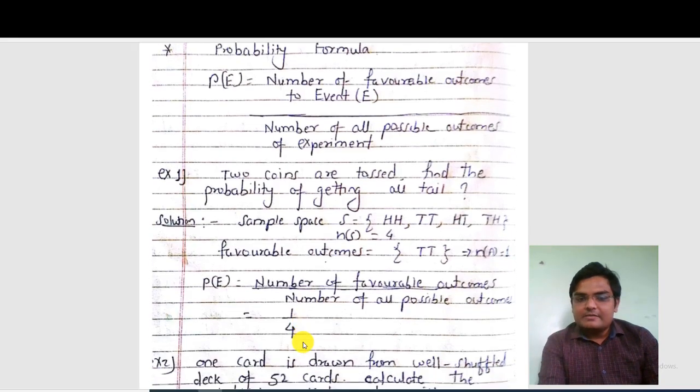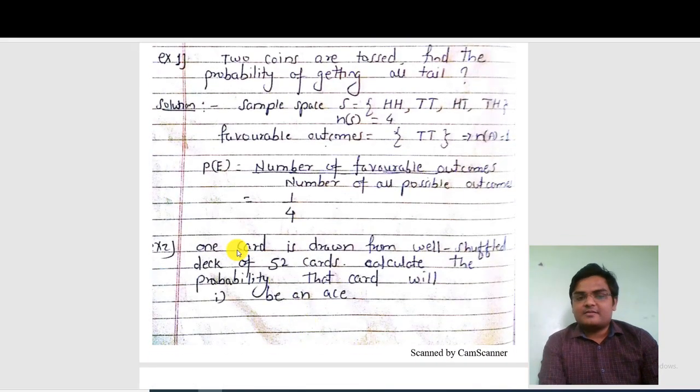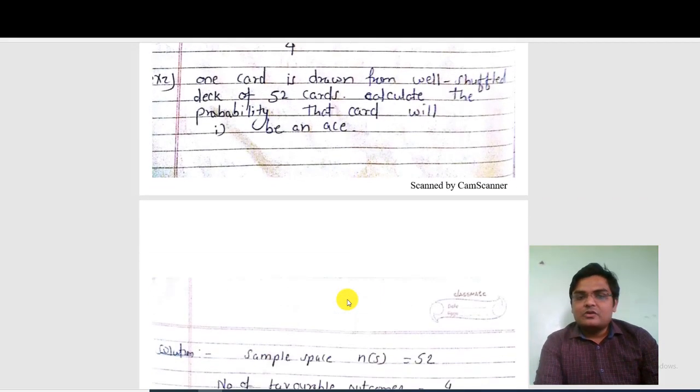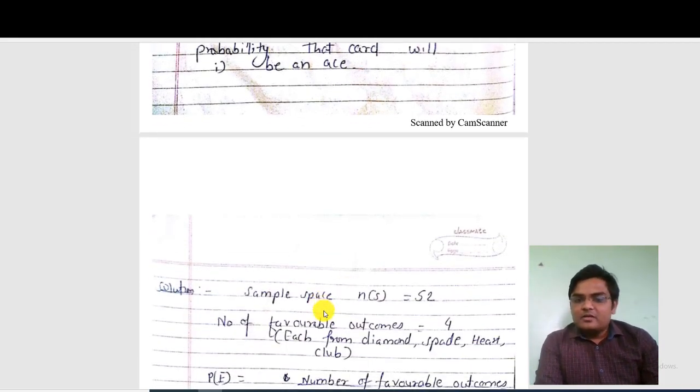Okay, the new sum is regarding shuffling cards. One card is drawn from a well shuffled deck of 52 cards. Calculate the probability that the card will be an ace. Okay students, do you play with shuffled cards? As you know, there are different games, and in a well shuffled deck there are 4 types of cards: diamond, heart, club and spade. We want aces. From each of diamond, heart, spade and club, we get the 4 aces, and the sample space is 52.